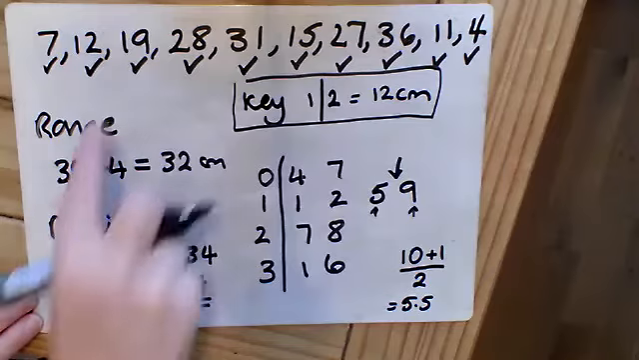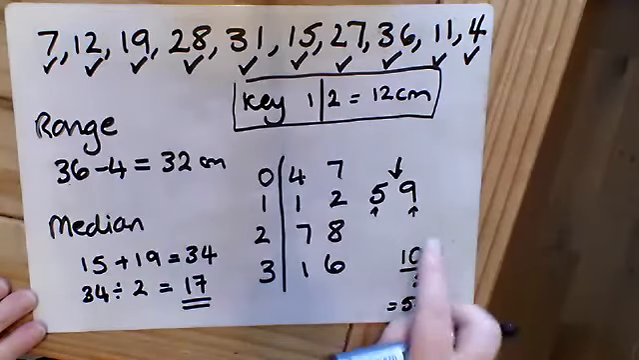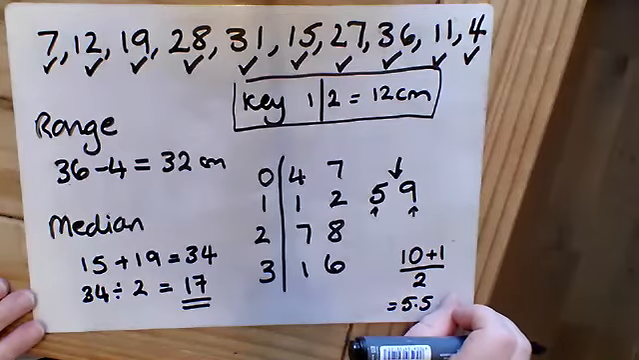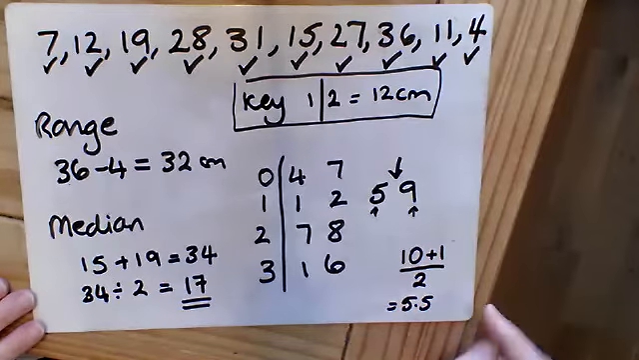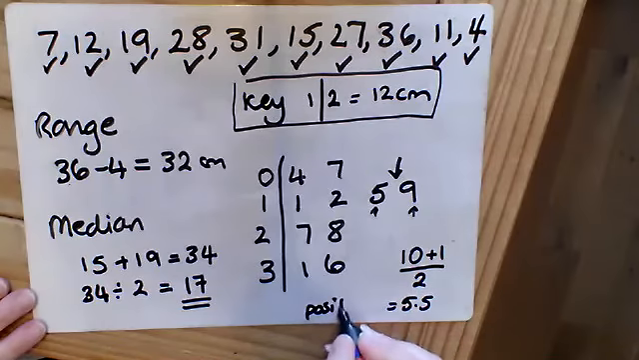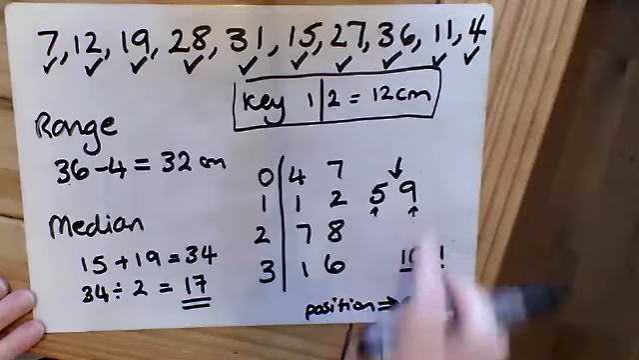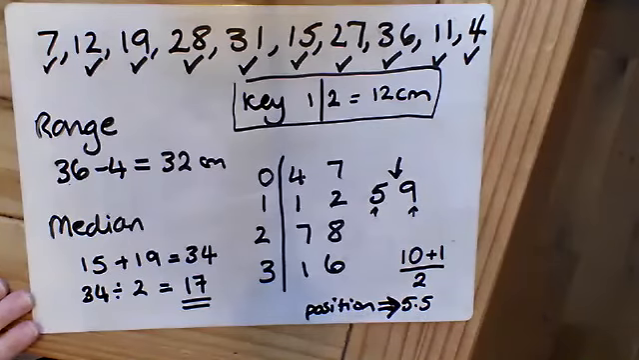It doesn't have to be a number that appears in the list. If you've got an even number of pieces of data, it probably won't be, but the way to find it, number of bits of data plus 1 divided by 2. This is the position in the data. Position will be 5.5, halfway between the 5th and the 6th position. Okay, hope that's useful. That's stem and leaf diagrams.